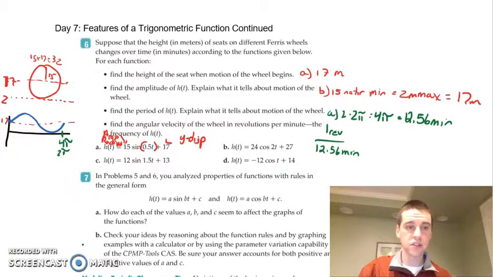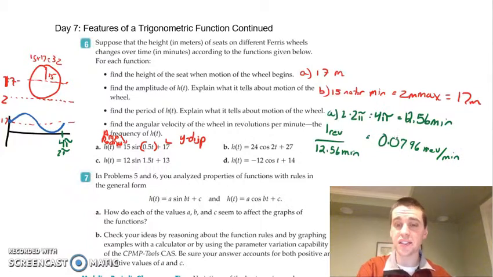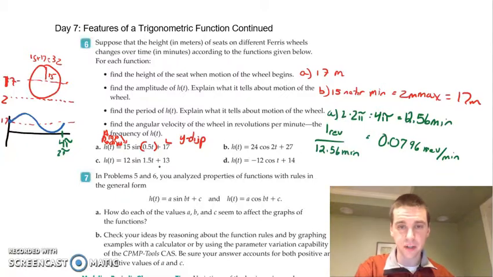If we wanted to work that out, get your calculator, and you're going to get approximately 0.0796 revolutions per minute. Again, that's extremely slow. Why is that slower? Because we stretched it out much more than what we had before. So that was all for A.